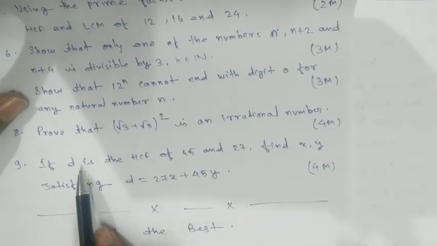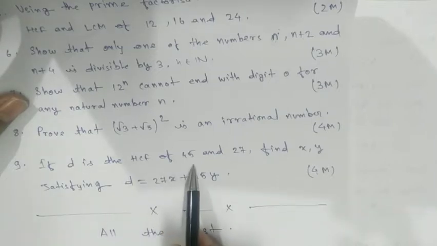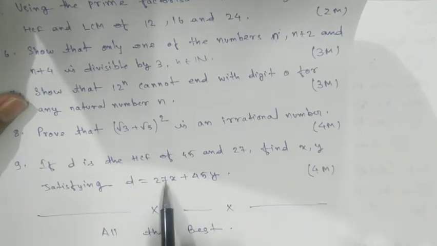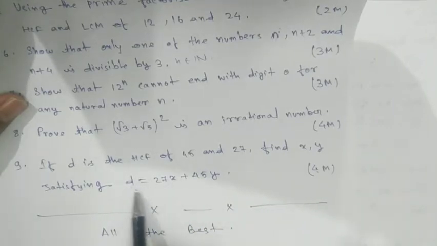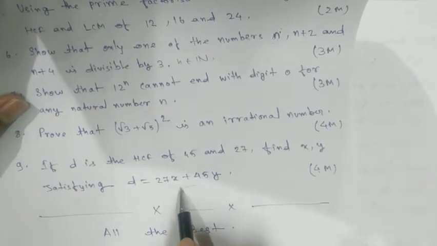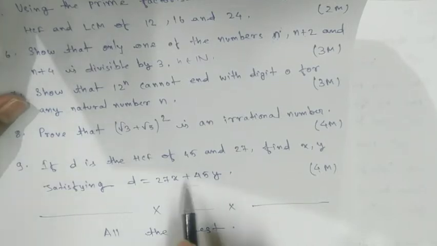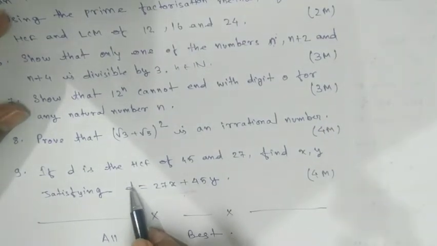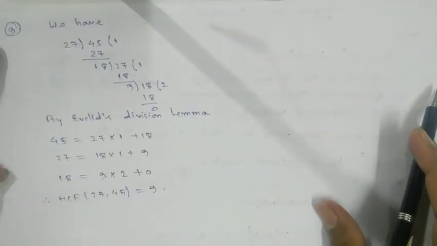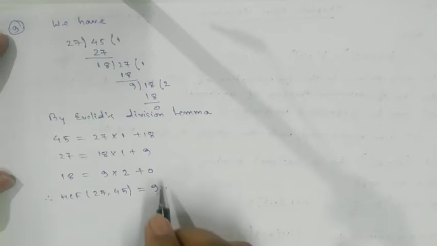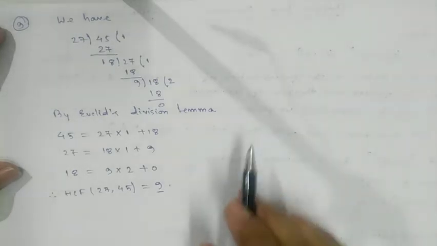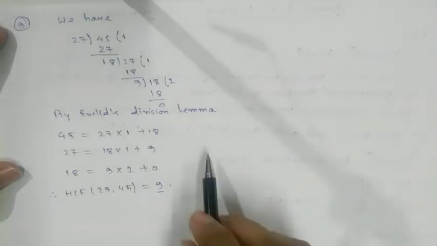If D is the HCF of 45 and 27, find x and y satisfying D equals 27x plus 45y. Okay, our target is to get the HCF in this form, and this is your linear expression. We call this the linear expression of x and y. So first our target is to get D by Euclid division lemma. So here we already have this part. So our HCF, this is your D.